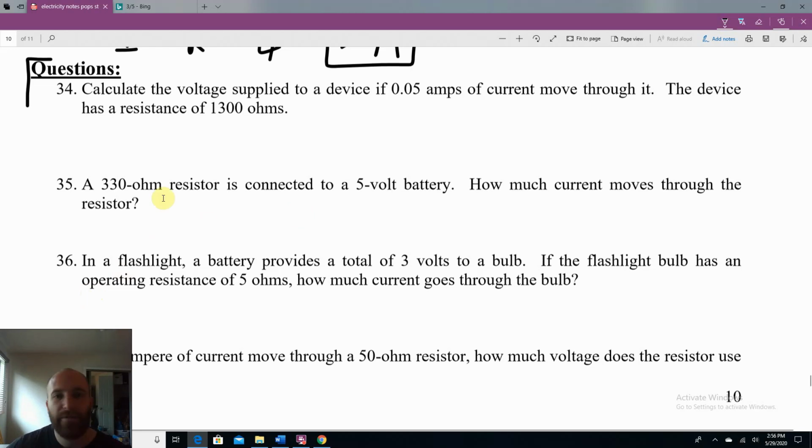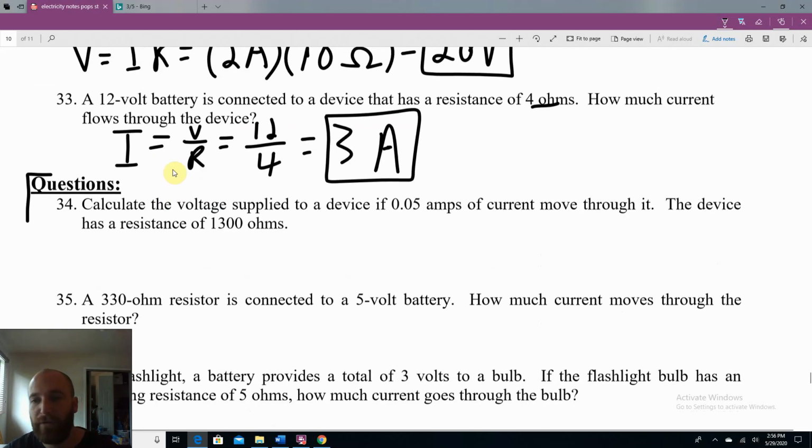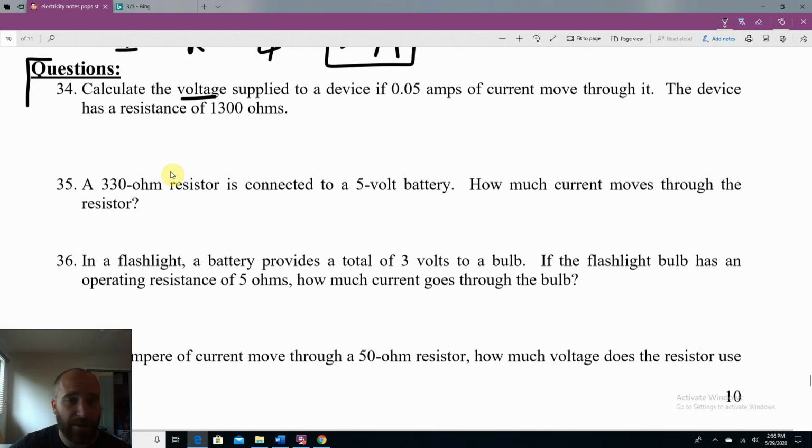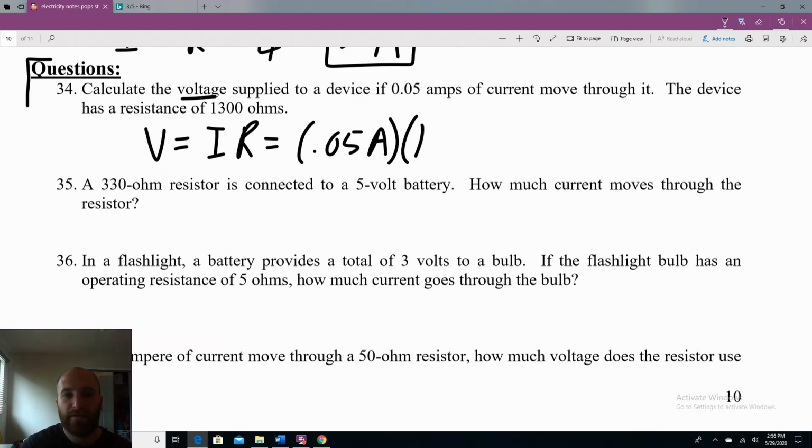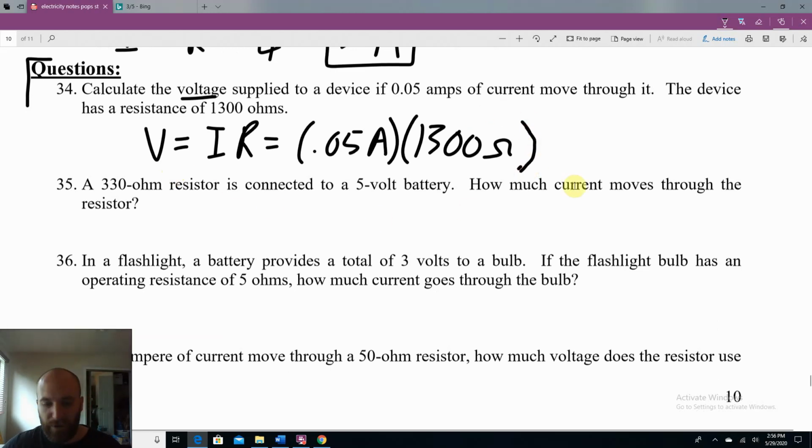Calculate the voltage supplied to a device if 0.05 amps of current move through it. The device has a resistance of 1300 ohms. Alright, so what are we finding? Voltage. And I think the equation that solves for voltage is V equals I times R. I is 0.05 amps, and then R is 1300 ohms. We're going to multiply these two, because that's what the equation says to do. Multiply the two, and I got an answer of 65 volts. That's what I got when I put this in my calculator. There we go.